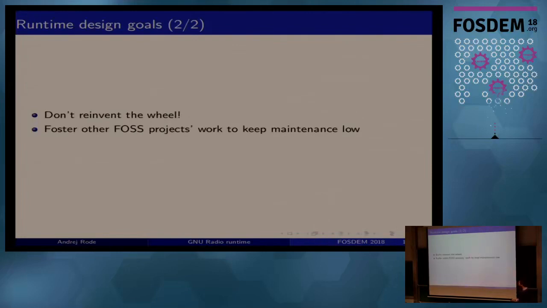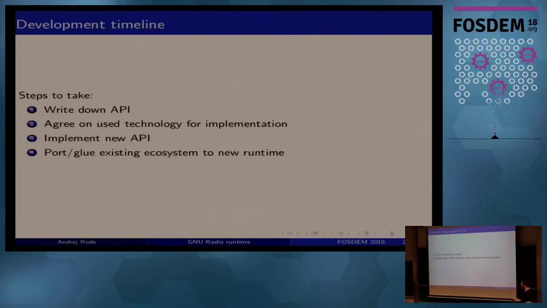So most importantly, we don't want to reinvent the wheel. We want to continue with what GNU Radio has accomplished, and also we want to foster other FOSS projects' work to keep the maintenance low. So we don't want to implement everything ourselves. So using existing libraries, for example, there's a C++ library for the actor model, which we might or might not use to implement the scheduler, or other projects implementing cross-network communications, and a lot of things to look at.